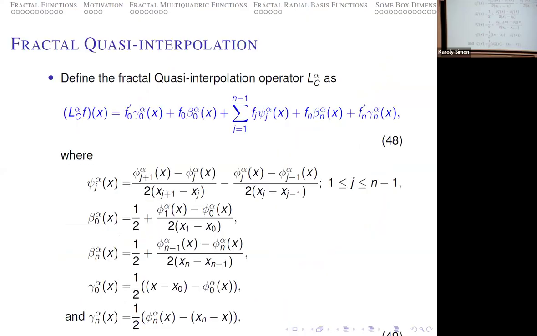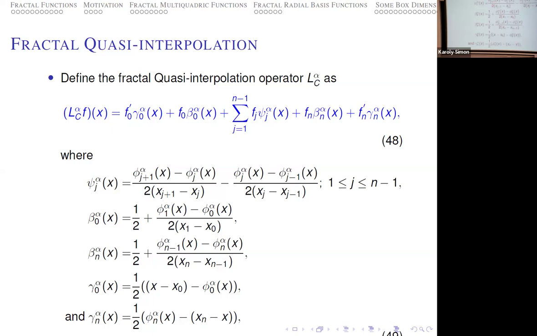Similarly, this is called fractal quasi-interpolation, because there is a demerit when you apply this fractal RBF. Here one has to compute the system, and there is no guarantee that this is well conditioned. Therefore, in order to avoid this lambda I, there is another way. One can define what is called quasi-interpolation. We define this LC alpha f in this manner. So this is the quasi-interpolation.